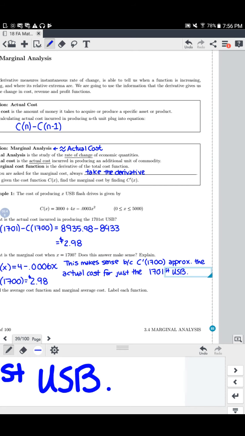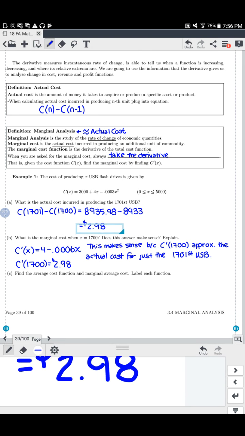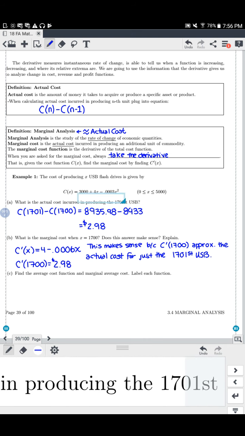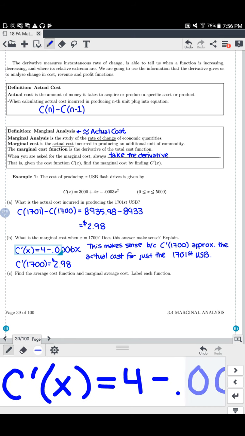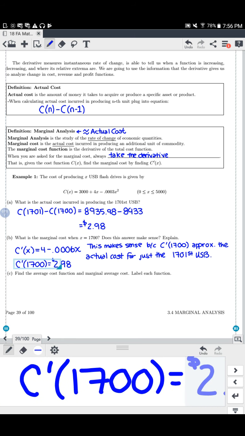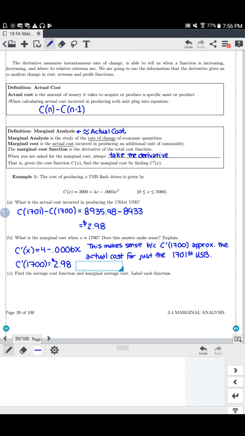And we got pretty close. We actually got the same value. So we plugged in the actual cost for C of 1,701. It took a little bit longer because I had to plug into this long function, but I did it, and I got that the actual cost is $2.98. My shortcut way would be just take the derivative, take the marginal cost, plug in C prime of 1,700, and that'll approximate the actual cost for the next unit. So that worked.